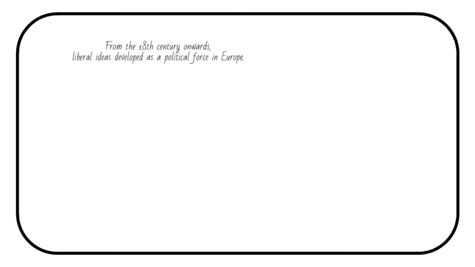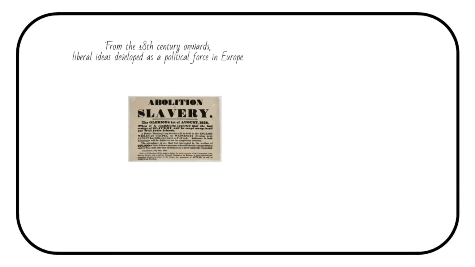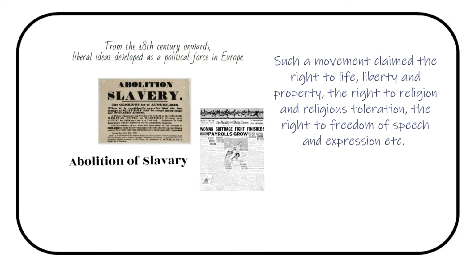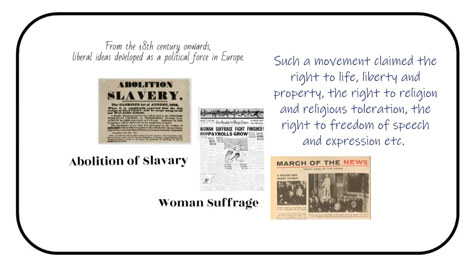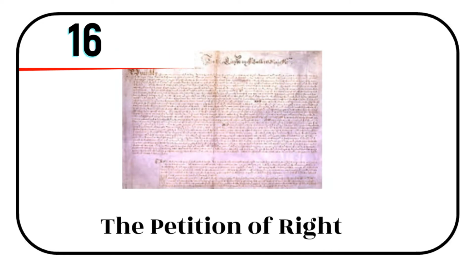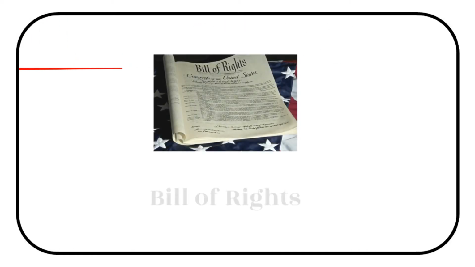From the 18th century onwards, liberal ideas developed as a political force in Europe. Such a movement claimed the right to life, liberty and property, the right to religion and religious toleration, the right to freedom of speech and expression, etc. Liberal ideas were expressed in a series of bills and charters. The most important among them are the Magna Carta, 1215, the Petition of Rights, 1627, the Bill of Rights, 1688.